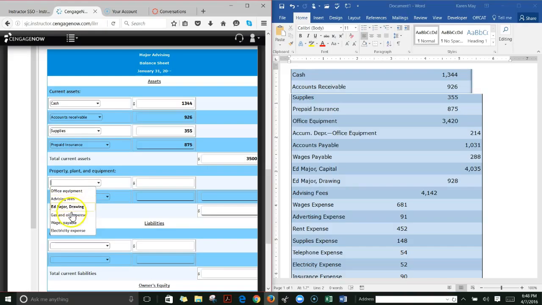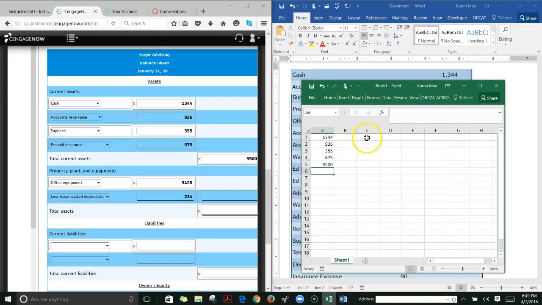So we go to our office equipment, and it was $3,420, and keep in mind this amount always reflects the original value, what we paid for that equipment. Then underneath it is a contra account that shows the accumulated depreciation, and it is an opposite account of equipment, so it subtracts from it. So 214, and then I need to subtract that.